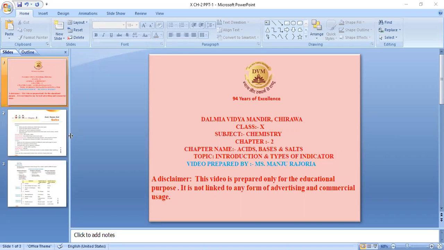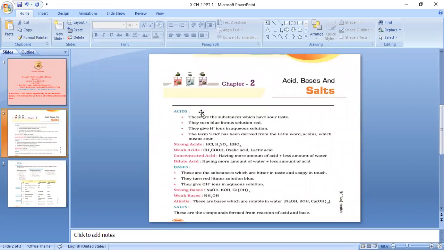So let's start with the definition. As you can see, this chapter includes three main terms: acids, bases and salts. So first, let's do these definitions. What are acids, what are bases and what are salts? First, let's talk about acids.